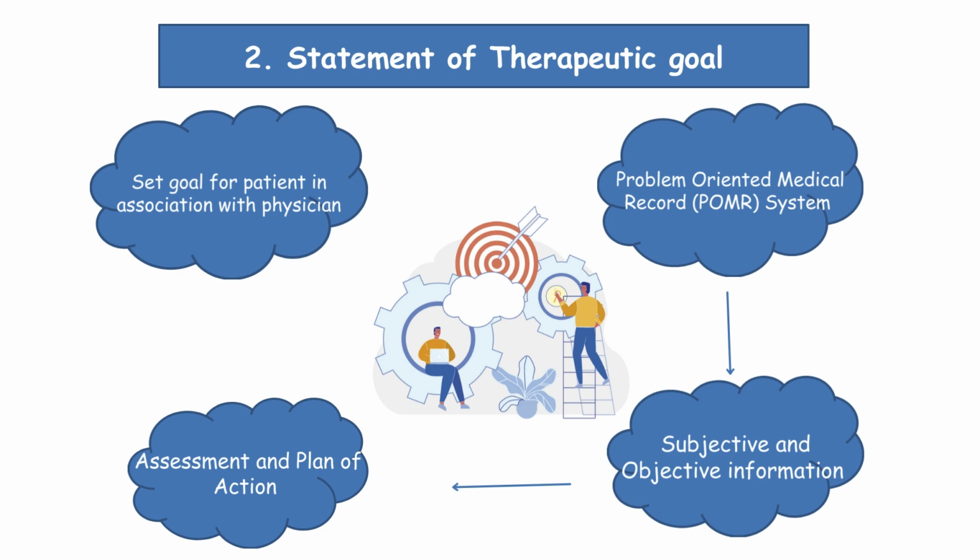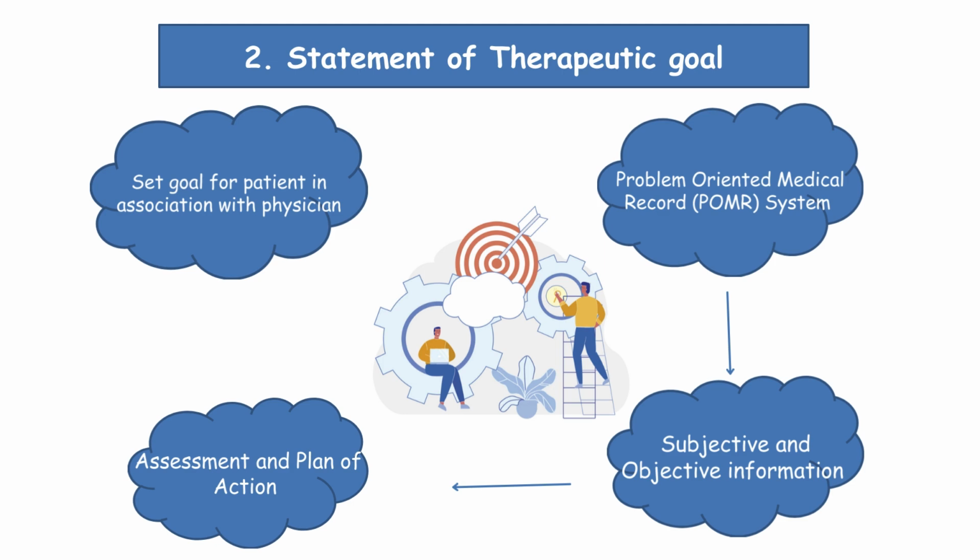The second factor considered during therapeutic drug monitoring is statement of therapeutic goal. The pharmacist must familiarize himself with the therapeutic goals that have been set for a patient in association with the physician. This knowledge is necessary for the pharmacist to assess the therapy and determine the clinical importance of a problem that is identified.